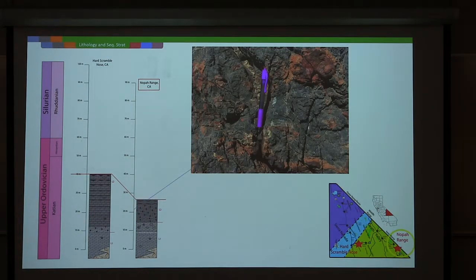At around 22 to 23 meters, we start to see the influence of chert, just like we did at Hard Scramble Nose. This is telling us now again that we're seeing an increase in sea level as we move from nodular chert at the base to bedded chert towards the top. Here in this red circle or ellipse, we can see a lithistid sponge, which accounts for most of the chert production in the Ely Springs dolomite.